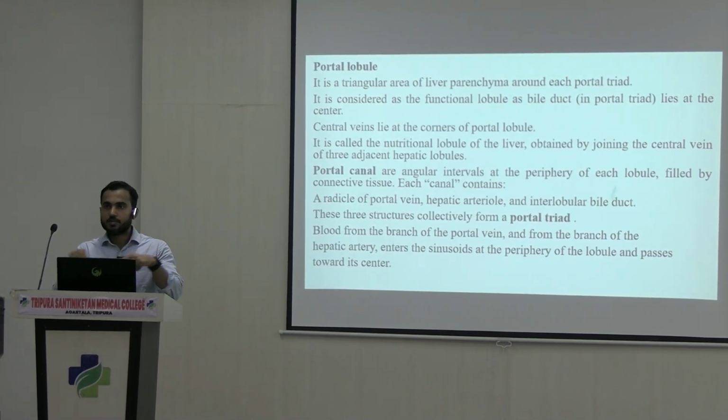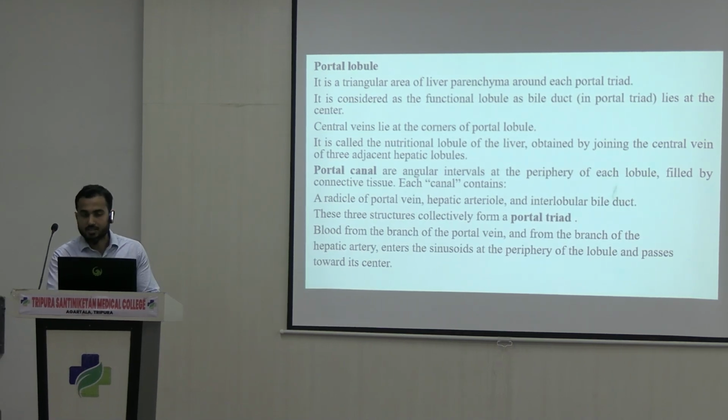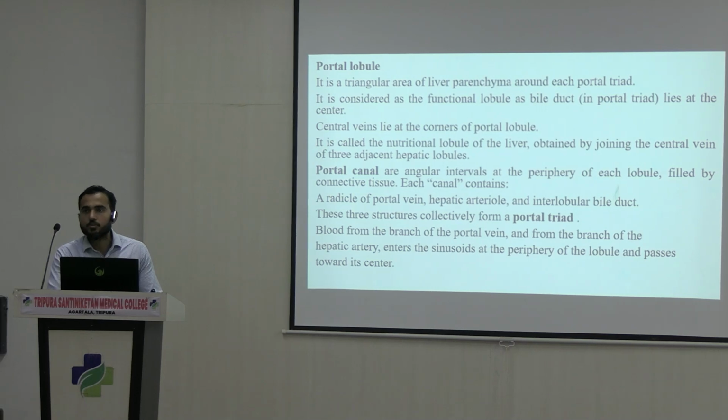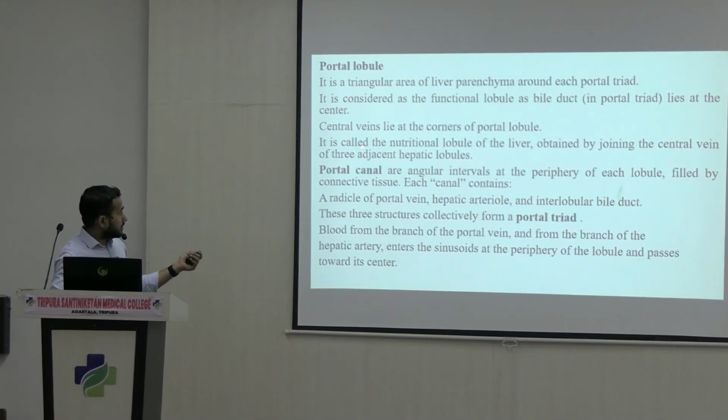So the triangle shape is there. At each and every corner, what are you getting? You are getting the central vein, and at the center, a bile duct. This is how the portal lobule is formed, and it is also called the functional lobule of the liver. It is also called the nutritional lobule of the liver because it is obtained by joining the central veins of three adjacent hepatic lobules.